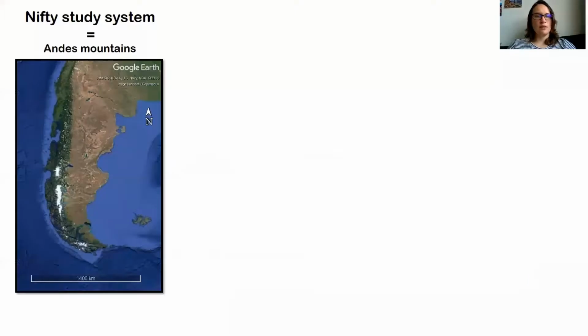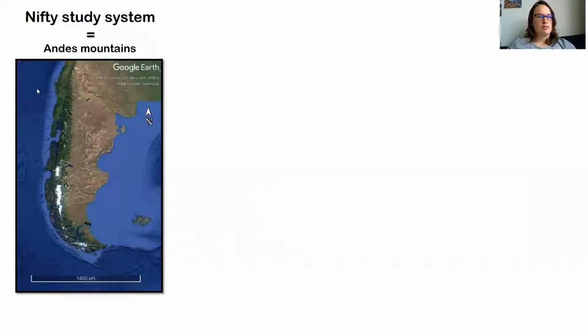One of the ways we can make this a little bit easier on ourselves is to choose a nifty study system that has pieces that are a little easier to pick apart. And for this study, we went down to the Andes Mountains in the southern tip of South America. The cool thing about the Andes here is that they run almost perfectly north to south, which creates a couple of very clear environmental clines.